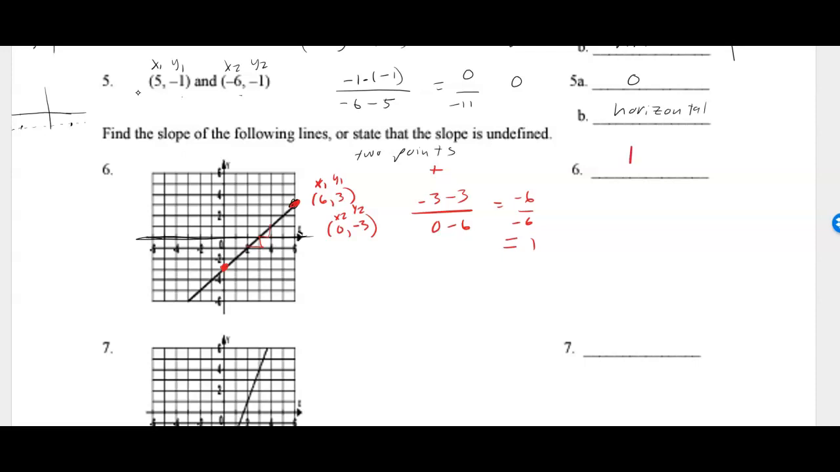So you pick 2 points that cross at nice grid lines, points on the line. I wouldn't pick the one I just did there, it has to be on the line. Identify the points with their coordinates, and then use your formula y2 minus y1 over x2 minus x1. Okay, so try number 7. Stop the video and then come back.